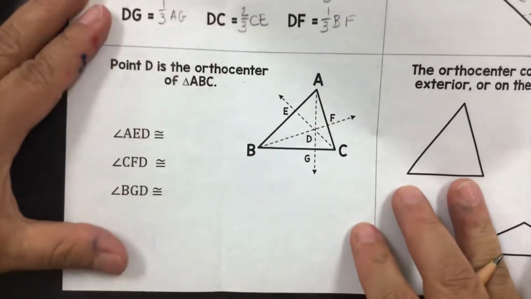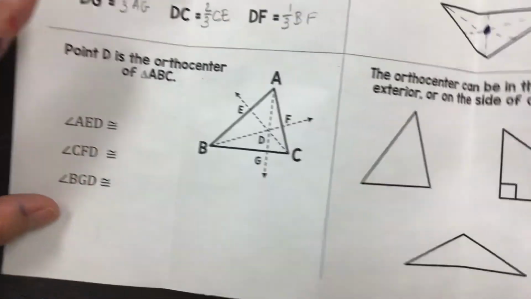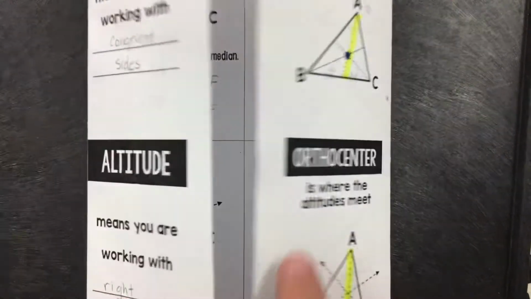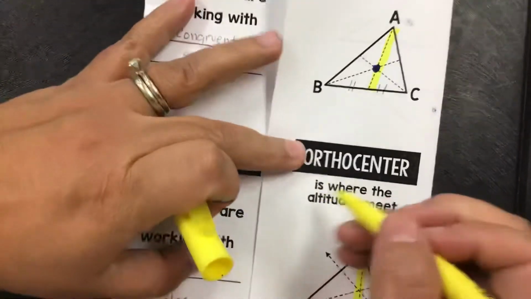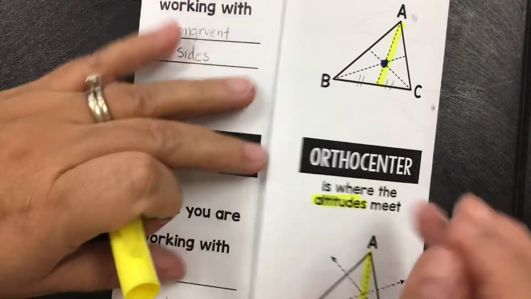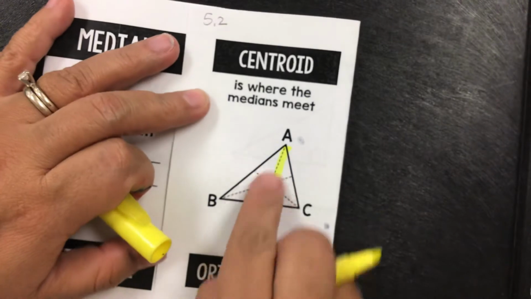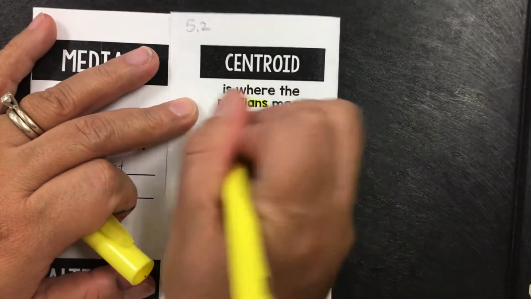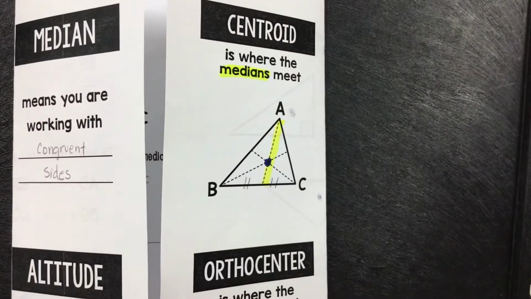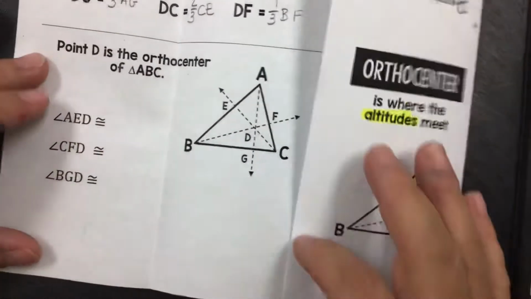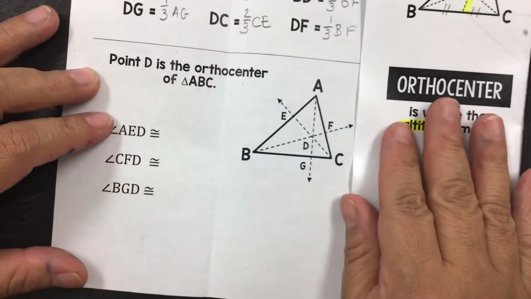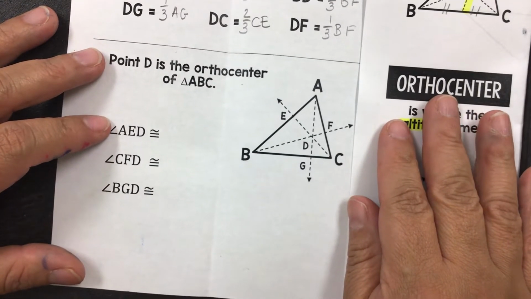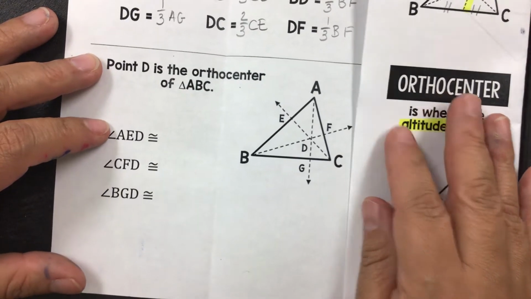Okay, if we look over here, an orthocenter is where all the altitudes meet, and this is called an orthocenter. I know I mentioned it several times, but where all the medians meet is called a centroid. Okay, so D is the orthocenter of the triangle ABC.